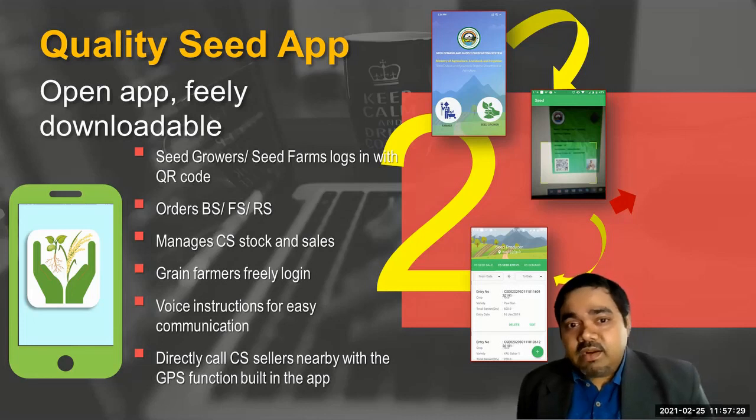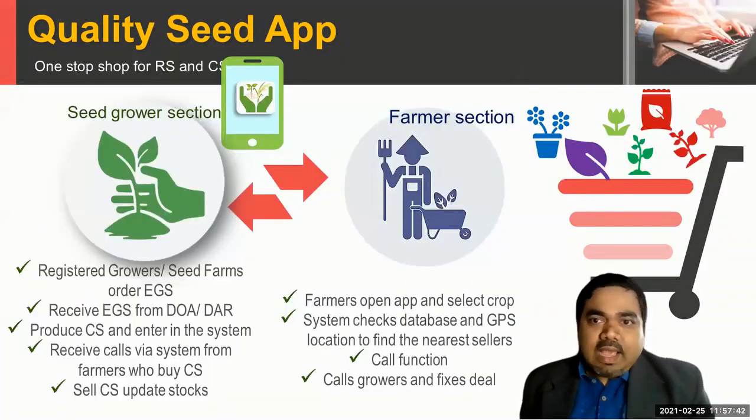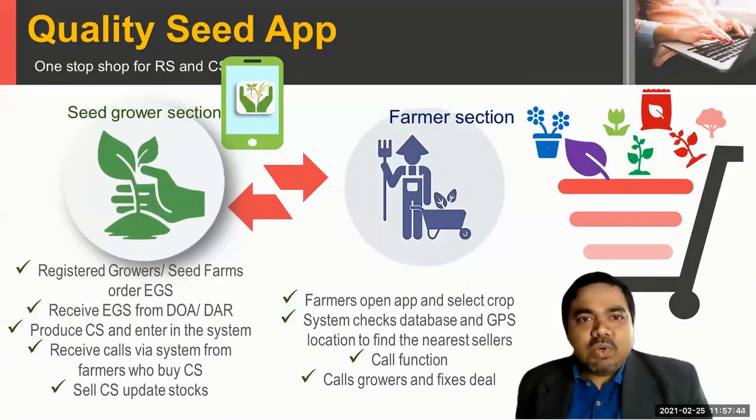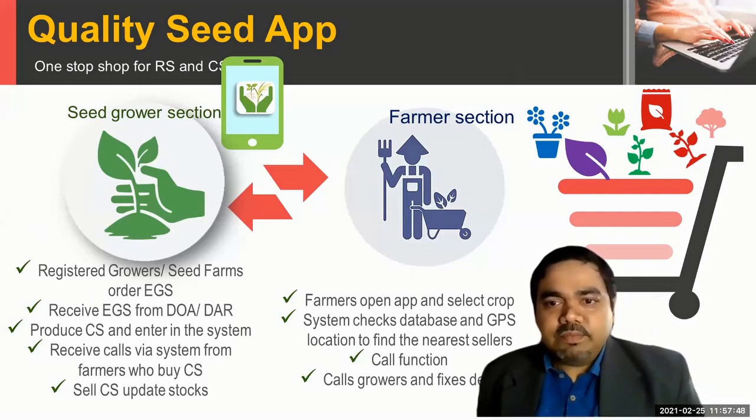And from here you can directly call the certified seed sellers nearby. There is a GPS function built inside the app, you can directly call and fix the deal. That's how the whole thing works. And so this is just to show the functions of this application.